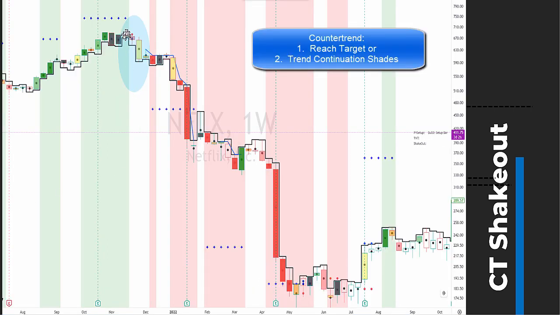Here's another example. This is an orange bar here. It had an arrow, and you could see it entered right there. It validated everything. You got the blue line, which took you all the way down to here, and that's a great reward risk ratio right there.